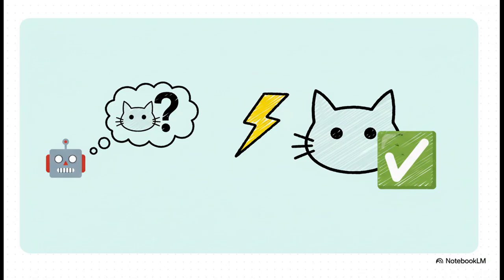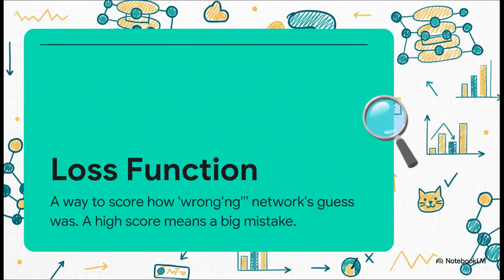Then we compare that guess to the right answer, which we already know because a human labeled the data. The difference between what it guessed and what it should have guessed, well, that's its error. In the world of machine learning, we use something called a loss function to keep score of that error. Don't let the name scare you, it's just a fancy way of putting a number on exactly how wrong the network was. A huge number means a huge mistake. A tiny number means it's getting really close. The whole goal of training is just to get that loss score as low as you possibly can.